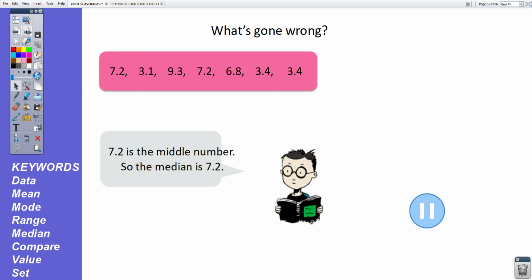Okay. You've got to put the numbers in increasing order first. Quite a few people mess up on these median questions. They just go for the number bang in the middle. They forget to put them in order of size first. Don't be one of those.